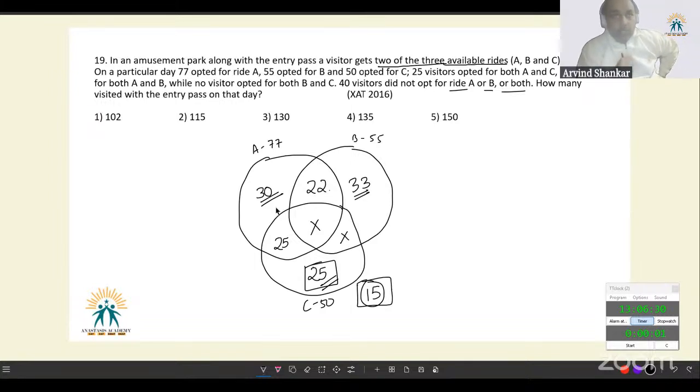There are people who are taking exactly one ride. If two rides were available, you can take one ride. If you have the option of shunning one ride and taking only one ride, then you also have the option of shunning both those rides. So there can be people who've gotten an entry pass and have not taken any additional rides. So this 15 has to be counted and then the answer should be 150.